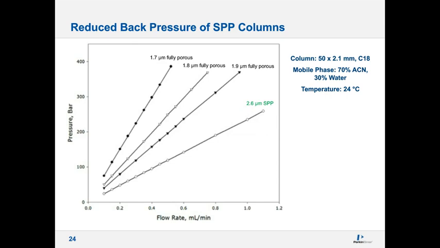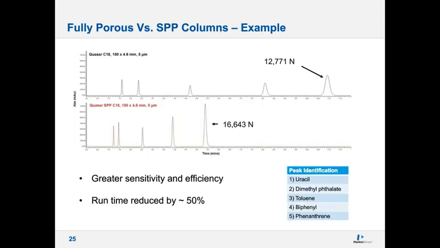An example of the benefits of SPP columns over fully porous columns can be seen here using a neutral test mix, which has been run under the same conditions on both fully porous and SPP C18 columns. You can see that with the SPP column, the peaks are much sharper and taller, resulting in a higher sensitivity and greater efficiency. Additionally, the runtime has been almost halved, which increases the throughput and reduces solvent consumption, therefore reducing the lab expense.